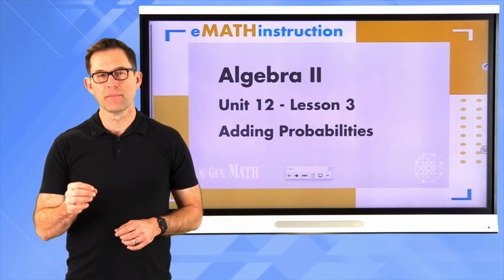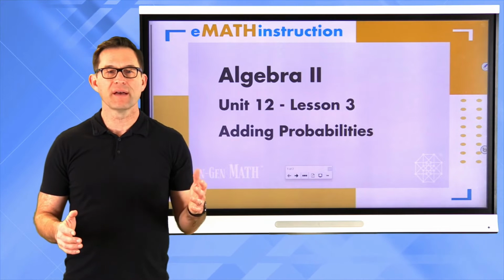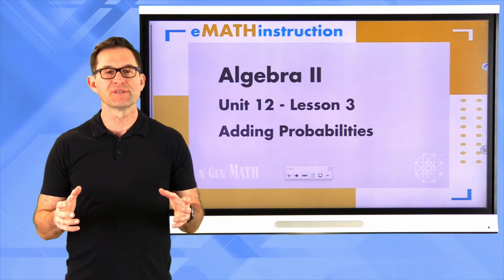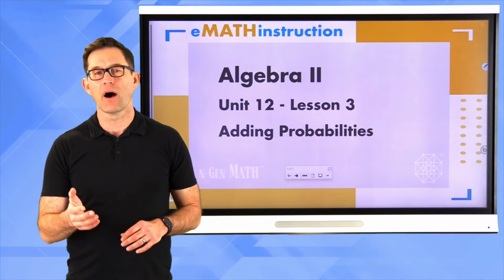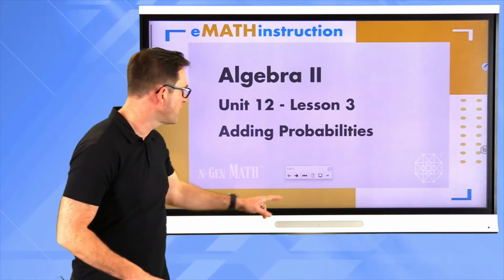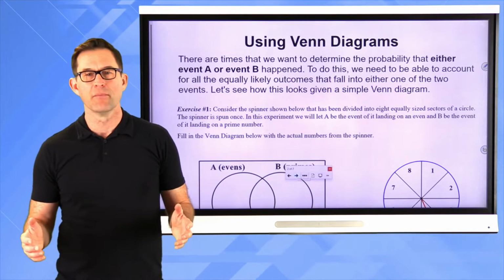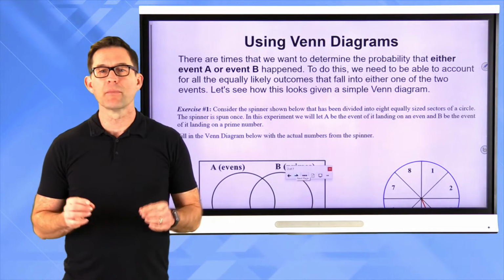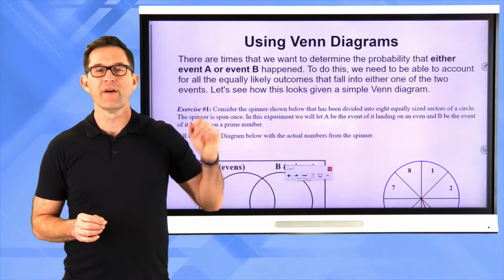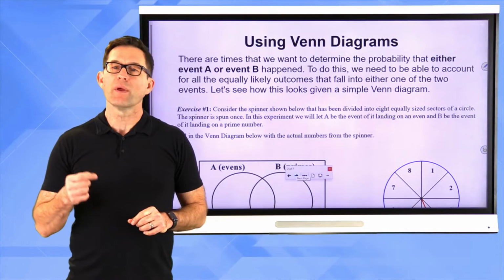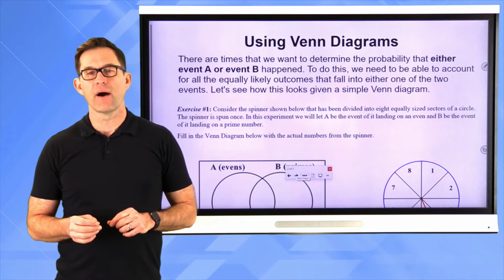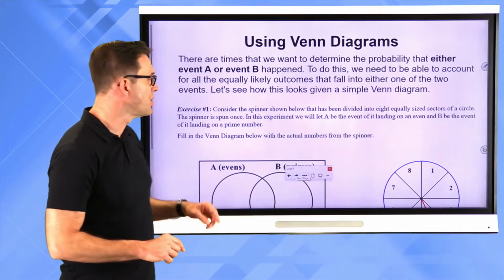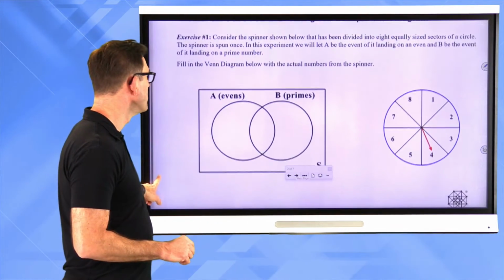Alright, so we've already talked a little bit about basic probability work and how sets come into play with probability. I hope you were with me for that last lesson where we did use some sets to think about probabilities and complements of events. Let's jump into it and now talk about sets a little bit more, and specifically Venn diagrams. There are times we want to determine the probability that either event A or event B happened. To do this, we need to be able to account for all the equally likely outcomes that fall into either one of the two events. Let's see how this looks given a simple Venn diagram.